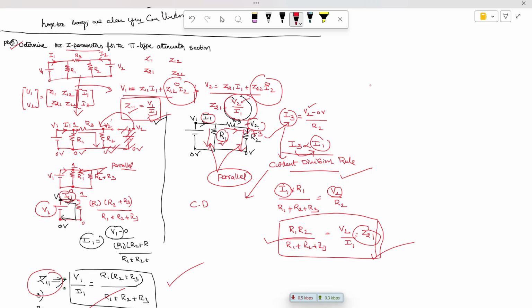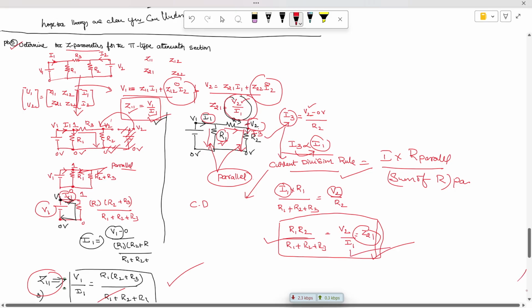The formula of the current division rule is the total current into the resistive branch which is connected in parallel, divided by the sum of resistances which are connected in parallel. This is what I applied. Okay, so this is the current I require. What is the branch in parallel to this? R1 divided by the sum of resistors. These two branches are connected in parallel, R1 plus R3 plus R2.